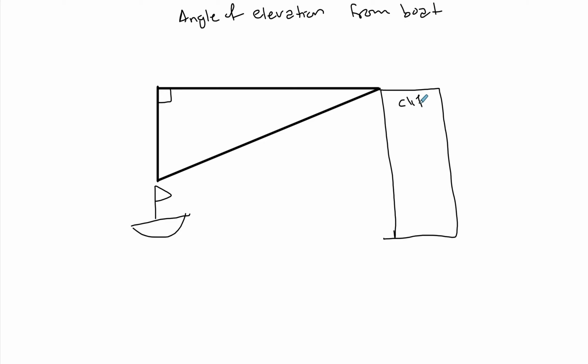Let's say this is a cliff, not a building. From boat to cliff is 48 degrees. Okay, so you need to identify the angle. So this is sometimes an exercise they'd expect you to do, identify the angle.